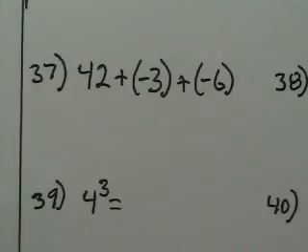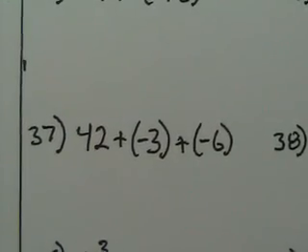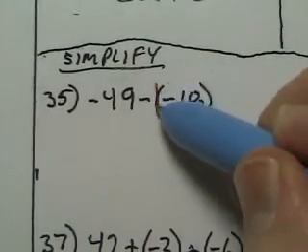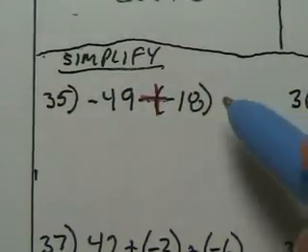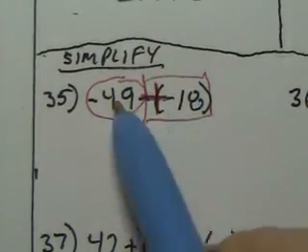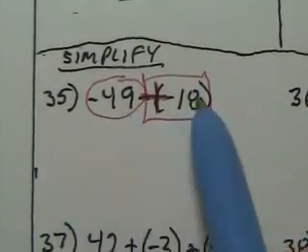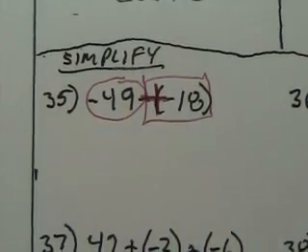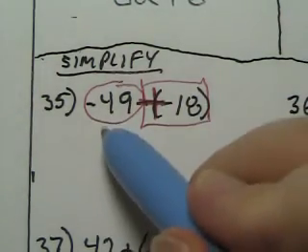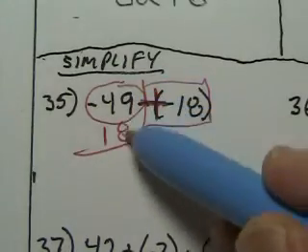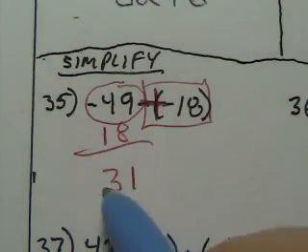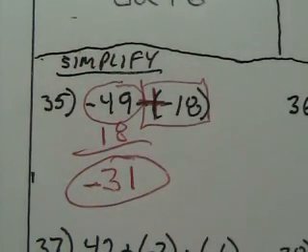Number 35, simplify. Well, we have a double negative. That's a big plus. So I have a negative 49 and a positive 18. So put those together, 49 and 18. They're different. Since they're opposite, I'm going to go ahead and subtract. 49 take away 18 is 31. And there's more negatives, so the answer is negative. It's negative 31.